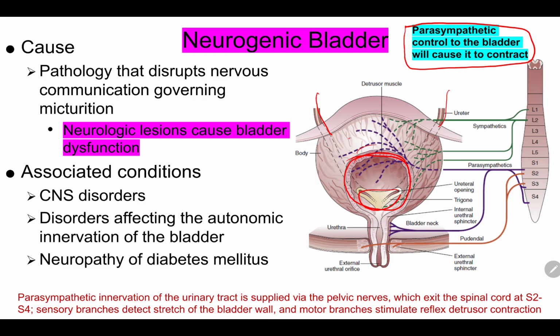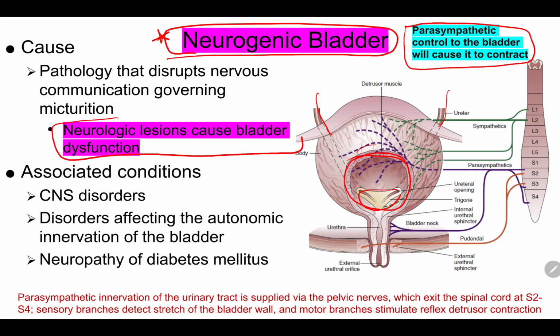When we look at disorders such as the neurogenic bladder, neurogenic bladder refers to us having neurologic lesions that cause the bladder to be dysfunctional, okay? That could be due to central nervous system disorders or disorders that are affecting the autonomic innervation of the bladder, or neuropathies of diabetes mellitus as well, okay? But remember, parasympathetic control of the bladder will cause it to contract, and neurogenic bladder is where we have neurologic lesions that cause the bladder to be dysfunctional.